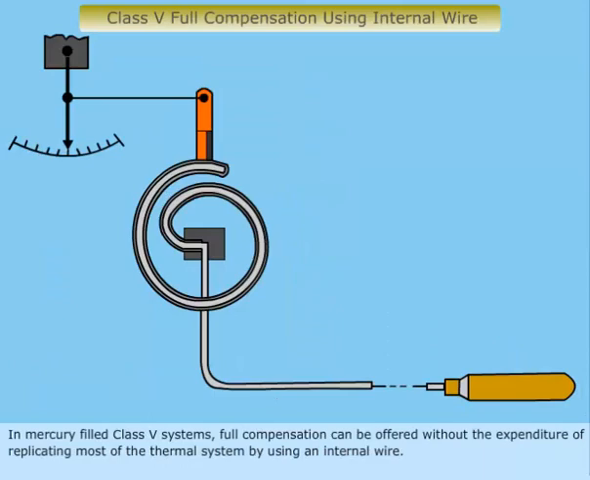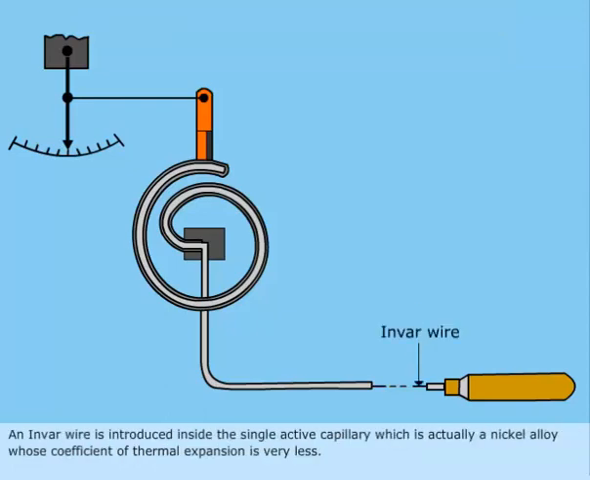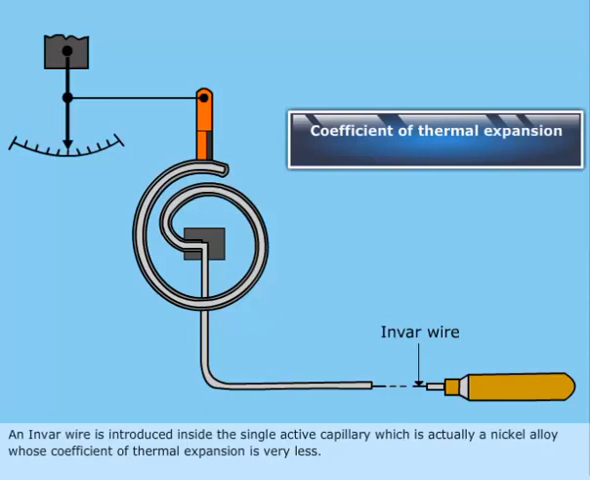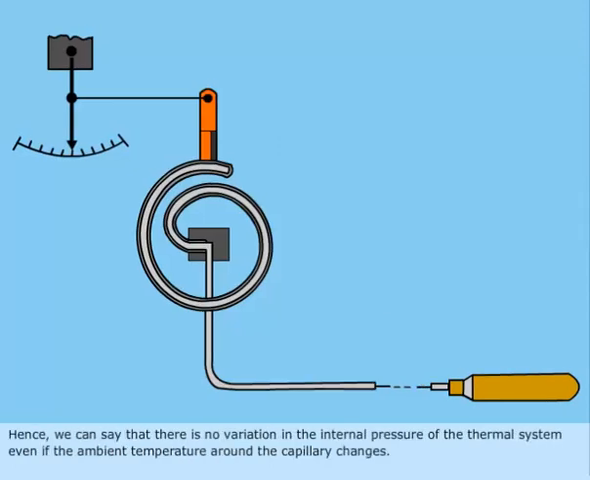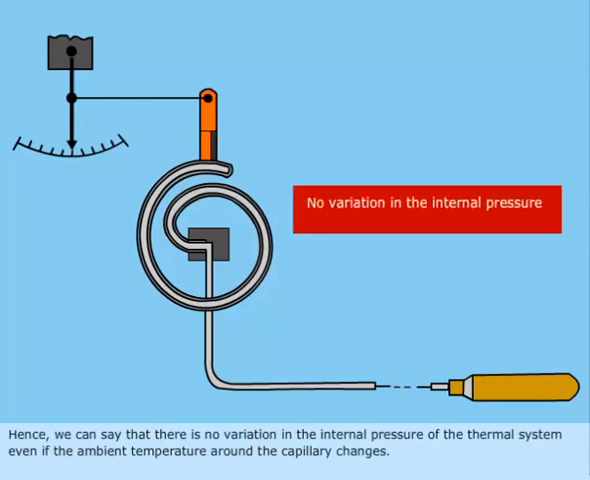In mercury-filled Class 5 systems, full compensation can be offered without the expenditure of replicating most of the thermal system by using an internal wire. An INVAR wire is introduced inside the single active capillary, which is actually a nickel alloy whose coefficient of thermal expansion is very less. Hence, we can say that there is no variation in the internal pressure of the thermal system even if the ambient temperature around the capillary changes.